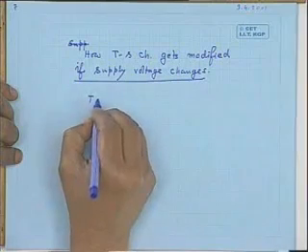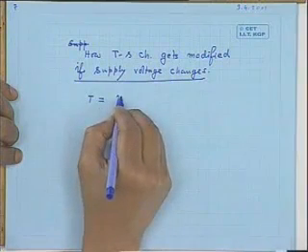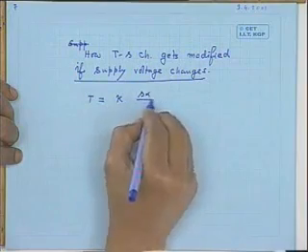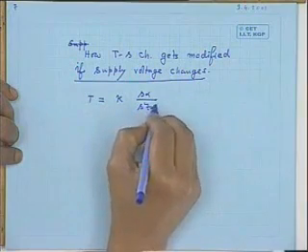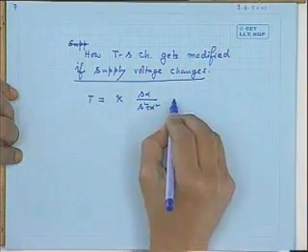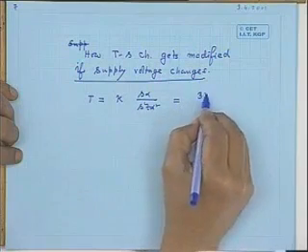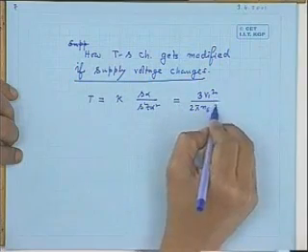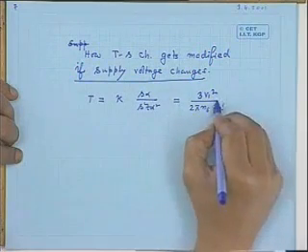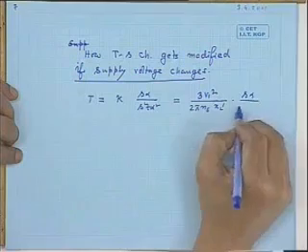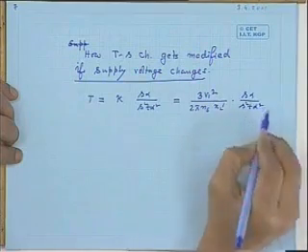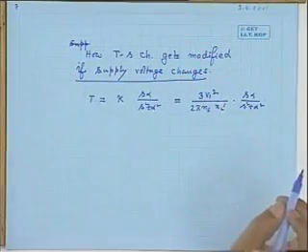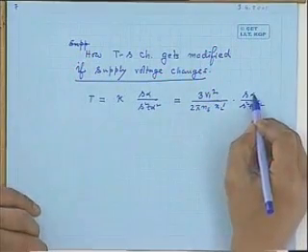Suppose supply voltage I am varying. How will this torque slip characteristics change? To do that, once again we resort to that approximate expression for the torque, which is K S alpha by S squared plus alpha squared. What is K? K is 3V1 squared by 2 pi ns into x2 dashed, into S alpha by S squared plus alpha squared.